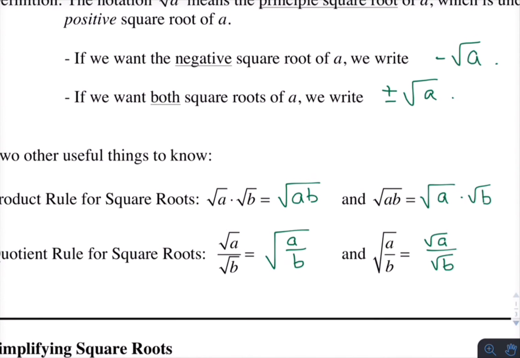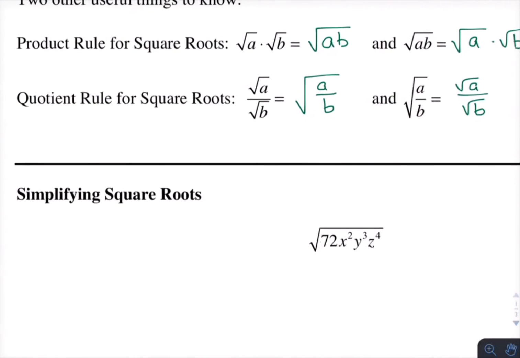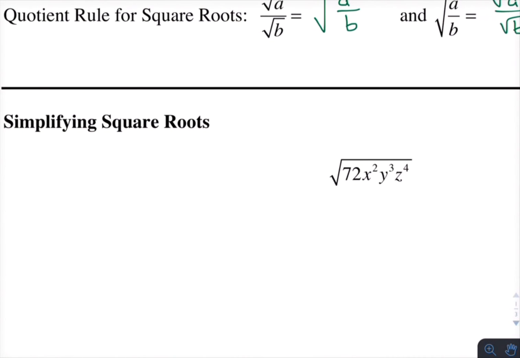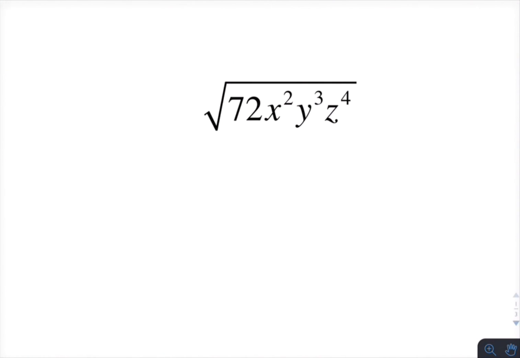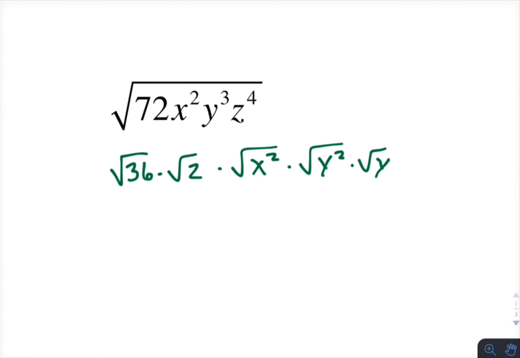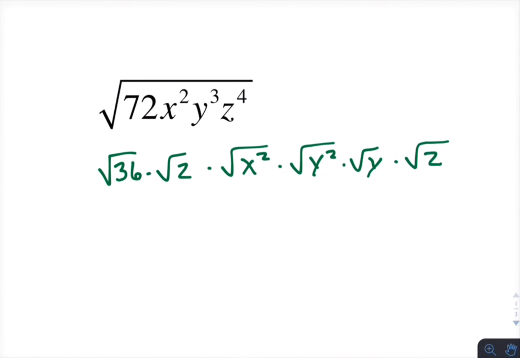Okay, so let's get into our first little task here, and that is simplifying square roots. And we're going to kind of use the idea of the product rule to do this. So if I want to simplify this root, what I'm going to do is I'm going to break it into factors. So this is technically root 36 times root 2. That's what root 72 is. And I chose 36 because it's a perfect square. Times the square root of x squared times the square root of y squared times the square root of y times the square root of z to the fourth. So notice wherever possible, I tried to make sure that I put a perfect square inside the root.